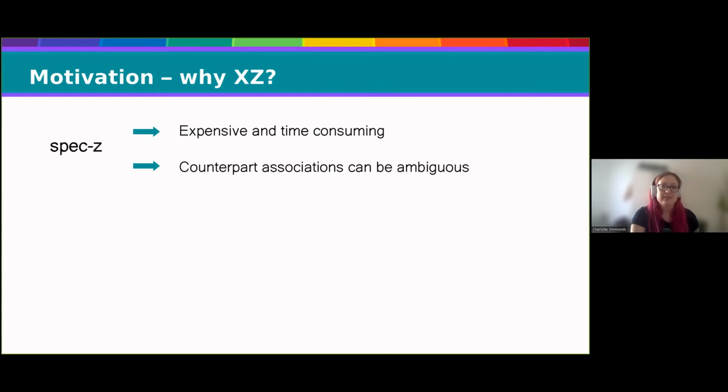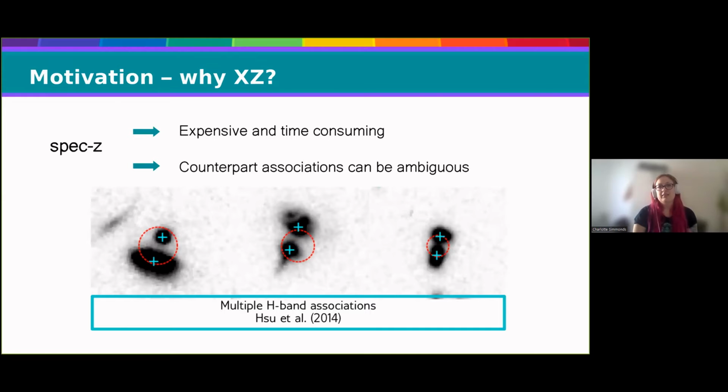So what do I mean by this? In these images, the red circle is centered on the X-ray position and errors. And you can see that in these cases, there are two objects that could be associated to that X-ray emission. So if you're getting your redshift based on your counterpart, then you might be getting a very good redshift, but you're looking at the wrong object, basically. So you're getting a redshift that is not from where your X-rays are coming.